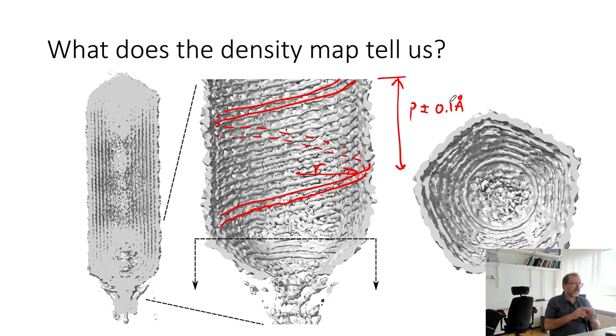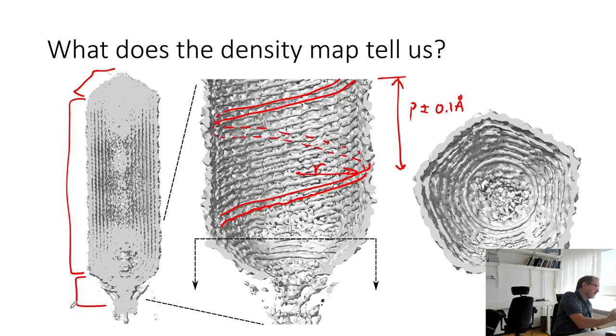The next thing we noticed as we were working on this is, of course, we have a spiral here on this cylindrical portion of the virus. This is what I mean by the cylindrical portion. But then we have these end caps here and here. I'm going to call this the spindle cap, because this is where the DNA exits or enters. And here we have a different packaging scheme.